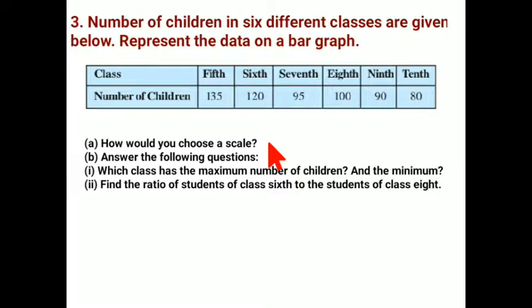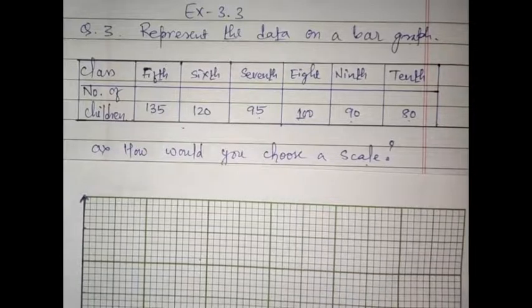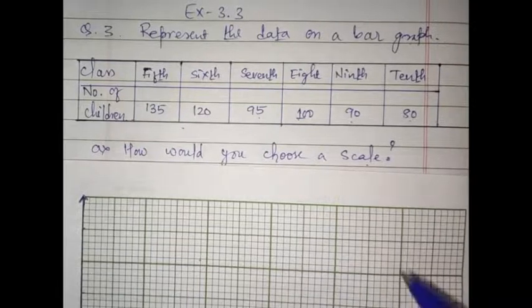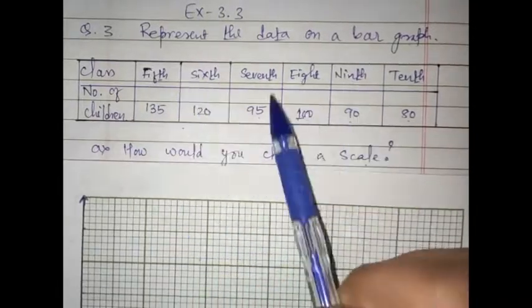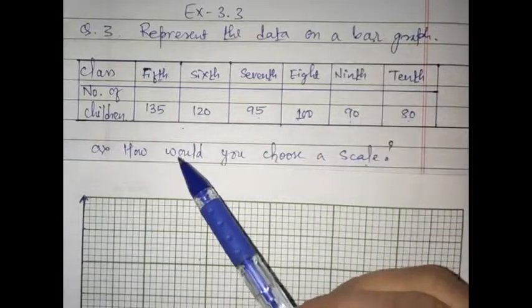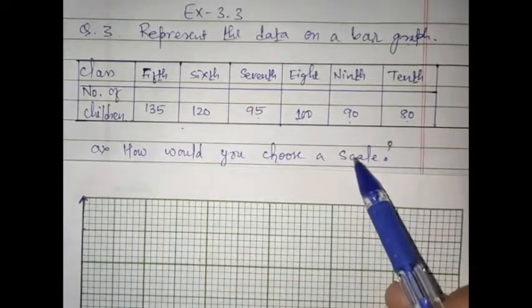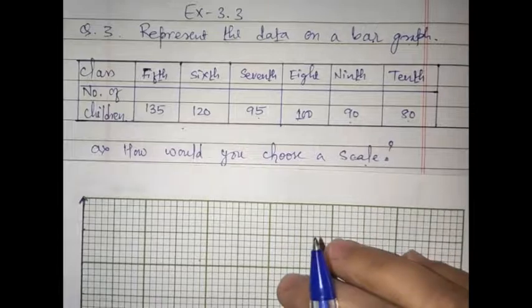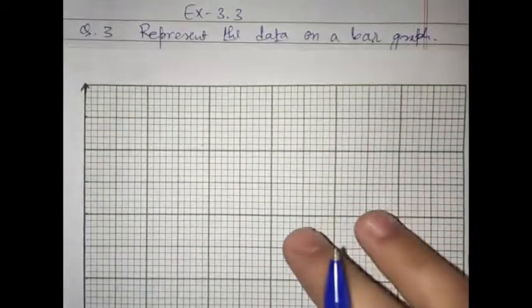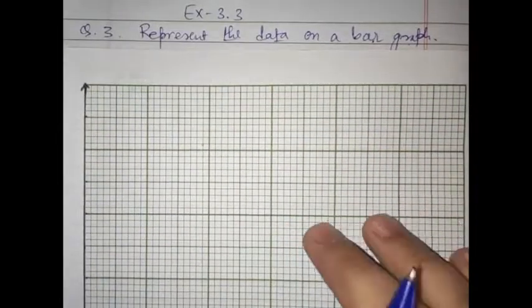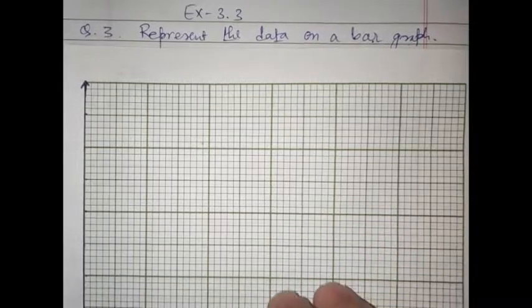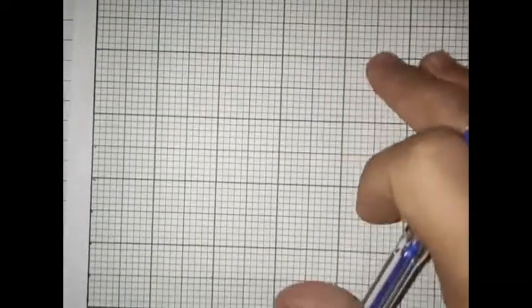We will solve it in the graph copy. So students, here we have question number 3: represent the data on a bar graph. Using this table you have to make the bar graph, and the first question is, how would you choose a scale? In this graph copy, first of all you have to choose the scale, that is, what unit you are going to choose to make this bar graph.